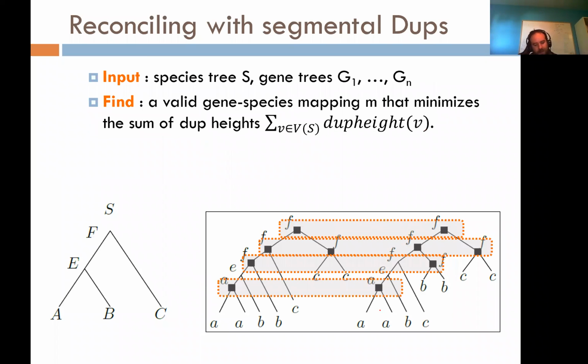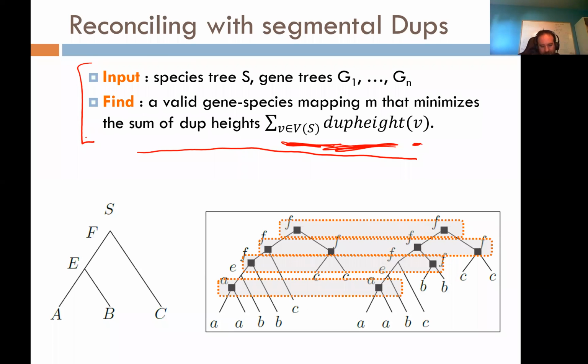But what this allows us to do is to find an alternate problem formulation. Instead of minimizing over some definition of segmental duplications, we just need to find a gene species mapping that minimizes the sum of duplication heights. Where by that I mean the sum over the species of the duplications on that species. Okay. And this has actually become the definition of the problem.